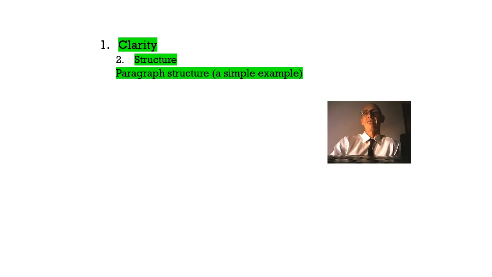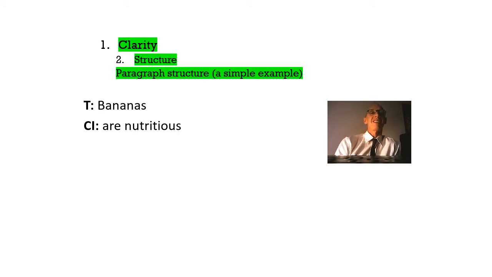So the next thing, in a simple paragraph structure, is to see how it actually looks. The first thing would be to have a topic sentence. Now I put T here for topic, CI, and see how Arial's not very helpful here. Arial is a font that looks like CL, doesn't it? Chlorine. But it's C capital I, controlling idea. So my topic is bananas. Controlling idea: are nutritious, a verb and something else, in this case an adjective. So bananas are nutritious. Topic, controlling idea. That's my topic sentence.